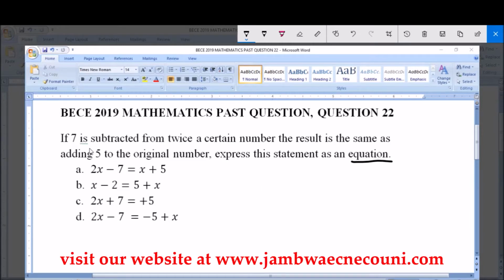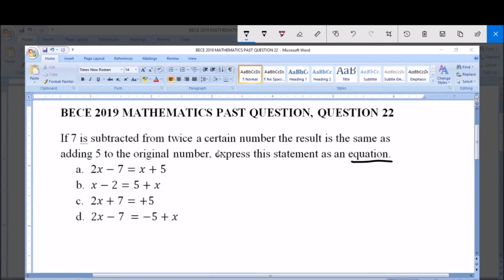Now let's start. They said if 7 is subtracted from twice a certain number. Let's pick a certain number. Let's say x is our number. So our certain number is x.